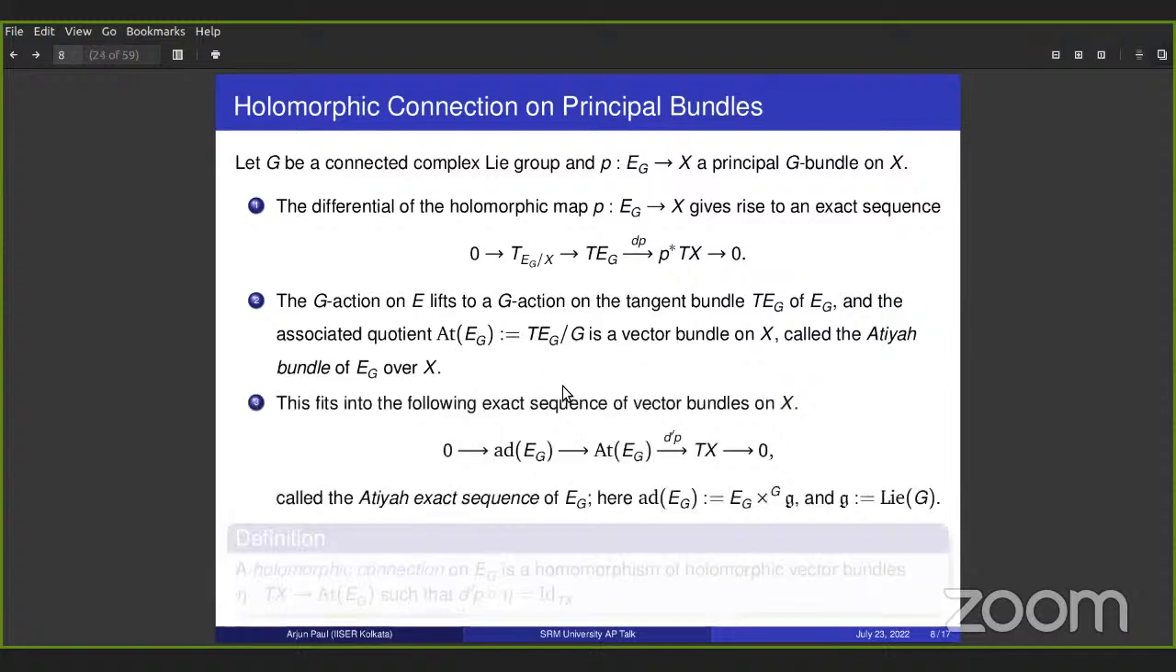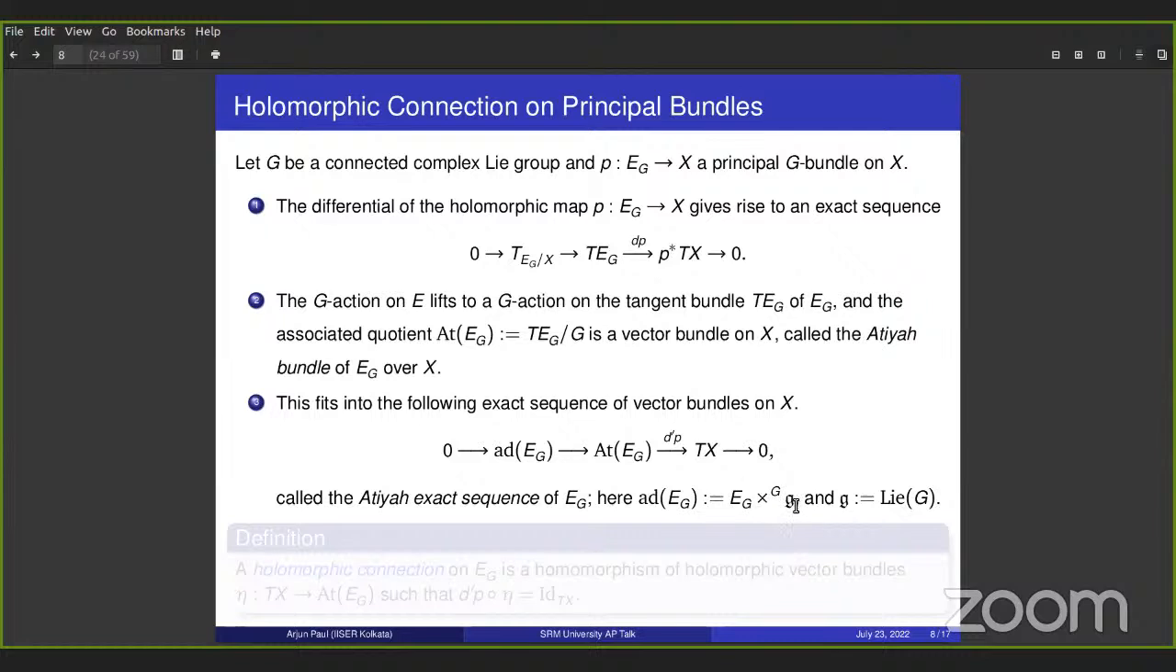And then if you look at the G invariants, then this exact sequence reduces to the following exact sequence: 0 to the adjoint bundle of EG, to the Atiyah bundle of EG, to TX, to 0. So we get an exact sequence of vector bundles like this. Where adjoint bundle means that on EG, we have a G action, and G also acts on its Lie algebra. Okay. And then we go modulo the action by this action. This is called the adjoint bundle.